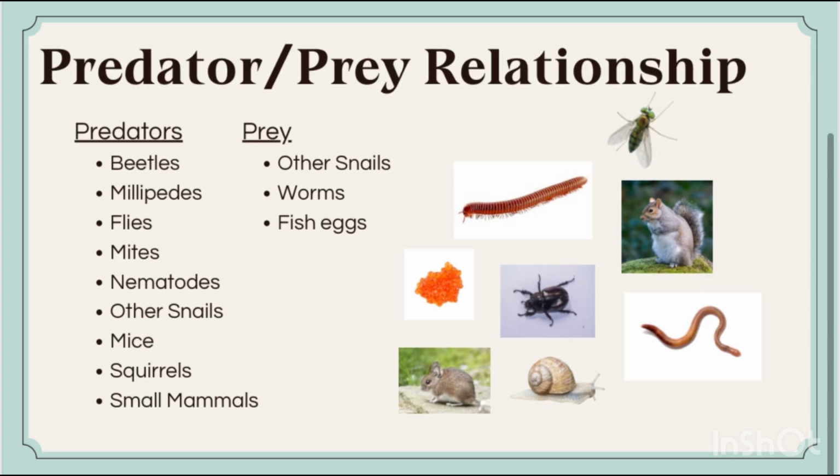Their predator-prey relationship: snails are considered pretty low on the food chain, although they still do prey on some things, such as other snails, in which they can make a hole in the victim's shell and insert their head to feed. And then they may also eat worms or fish eggs if they're in an aquatic environment. And they have a variety of predators such as beetles, millipedes, flies, mites, nematodes, other snails, mice, squirrels, small mammals, and the list goes on.